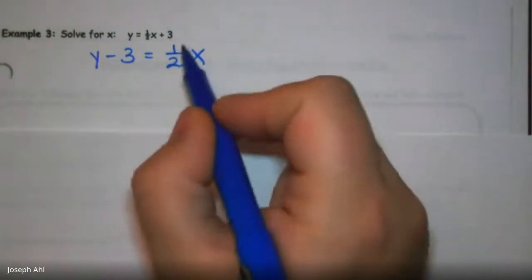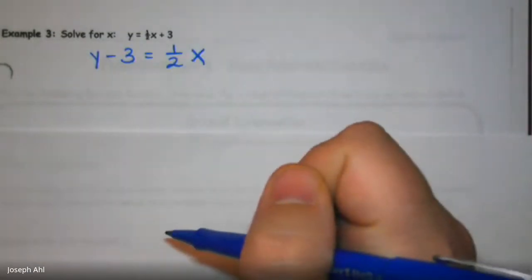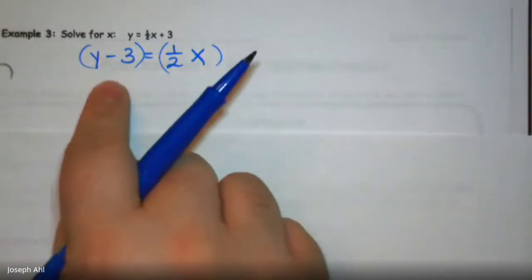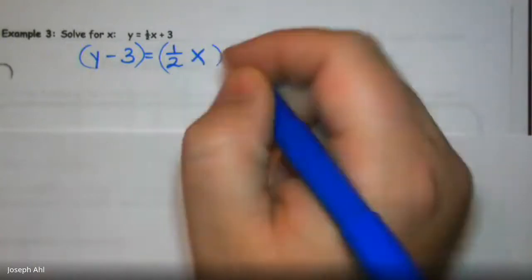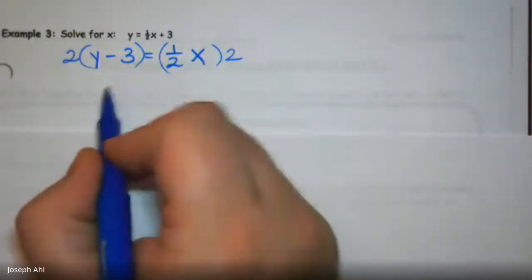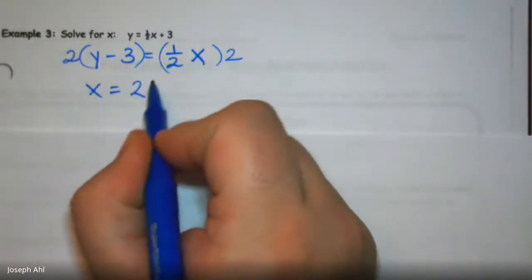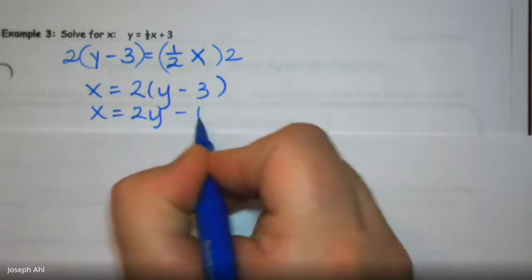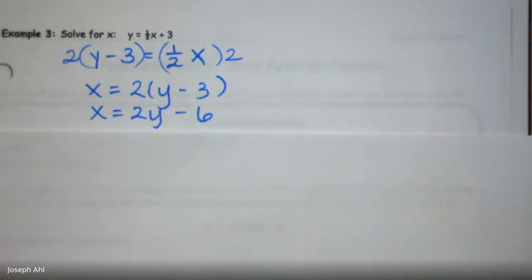And then from there, you're going to multiply both sides by 2. I don't really like the idea of dividing a half over, because then you have a fraction in the bottom of a fraction on this side. So I would say instead, why don't we multiply both sides by 2 over 1, the reciprocal, to get x alone. So we get x equals 2 times y minus 3. If you want to distribute that across, we get x equals 2y minus 6.